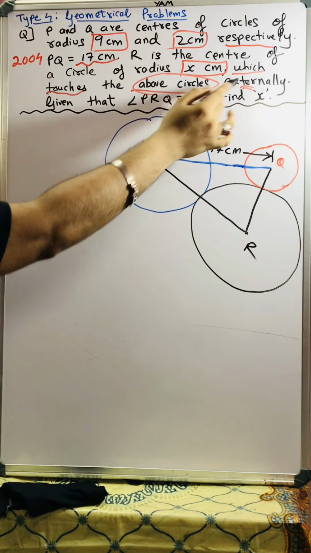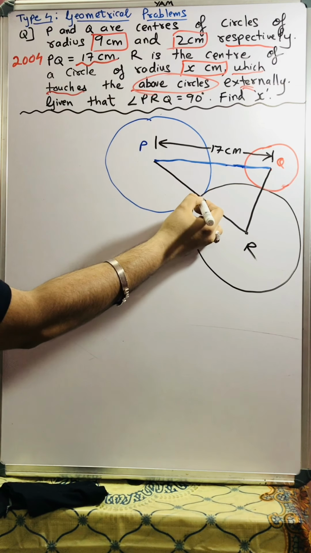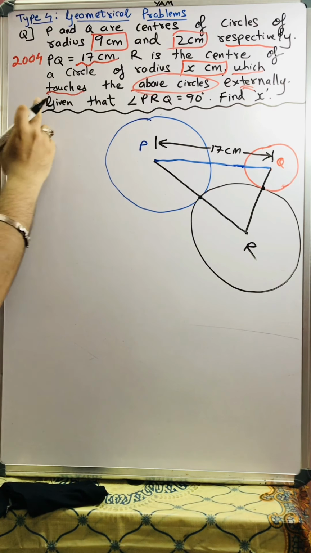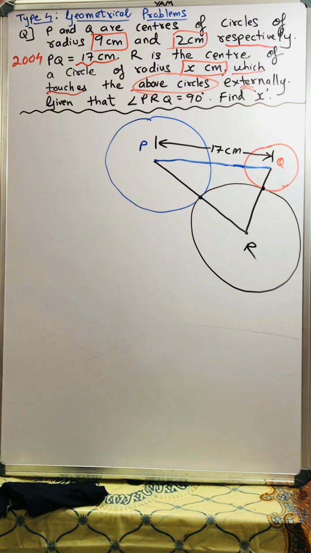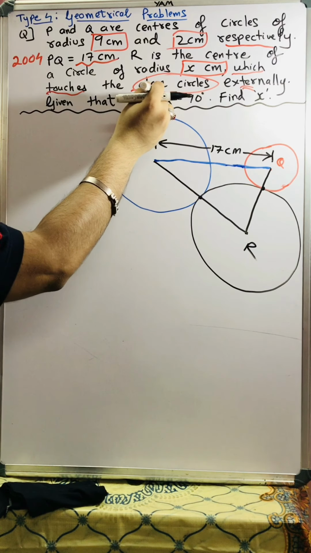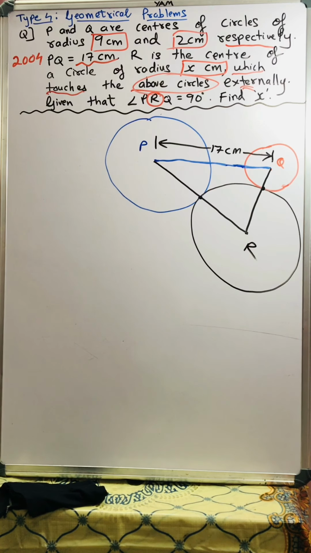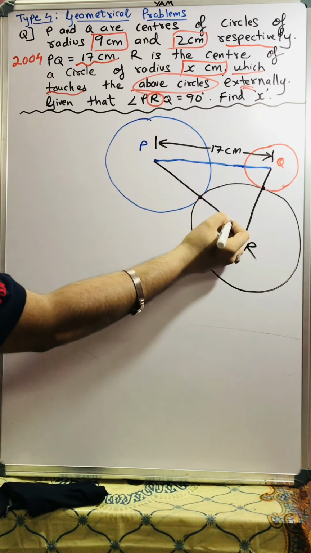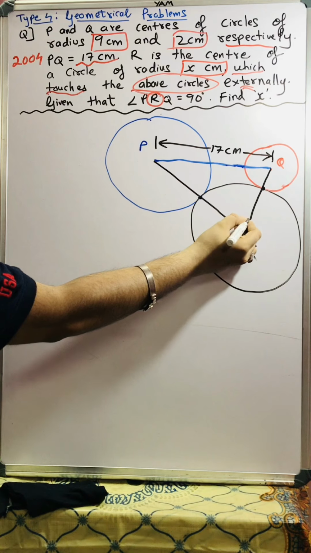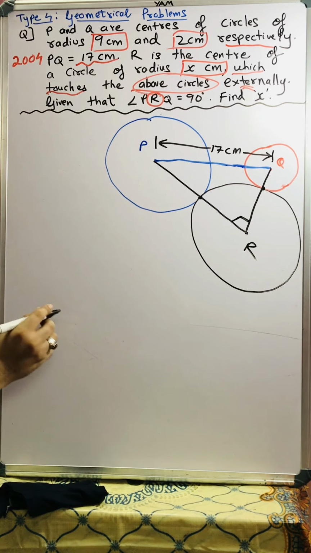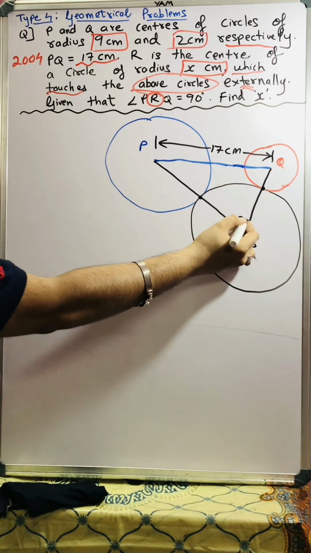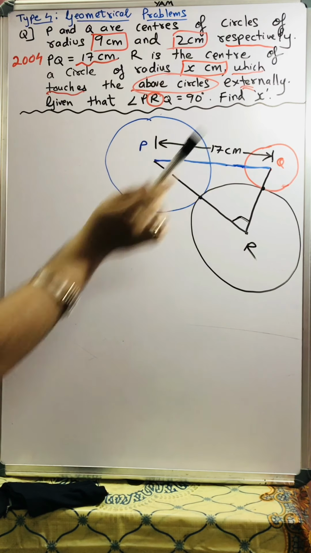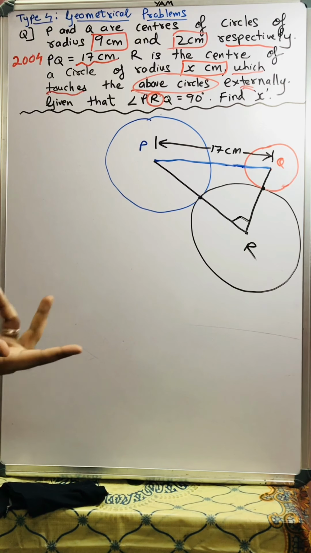Which touches the above circle externally. It touches over here and it touches over here, the two circles, blue color and orange color. Given that angle PRQ, students, at the center we have R. That means precisely they are talking about angle R. Angle PRQ is 90 degree. Whenever it's 90, we don't write 90 degree. We draw this box like this. This is 90 degree. Find x. We need to find x. What is x? What was x?